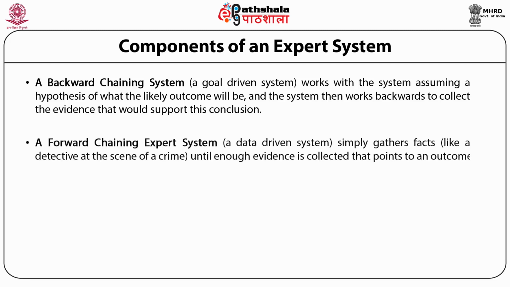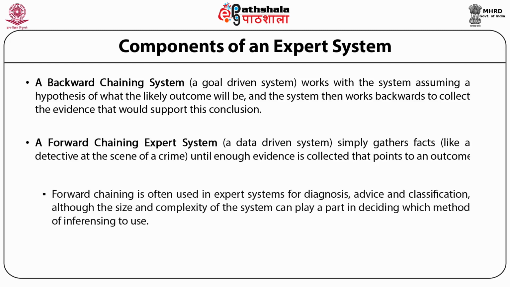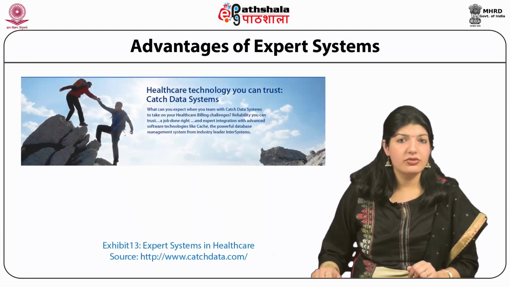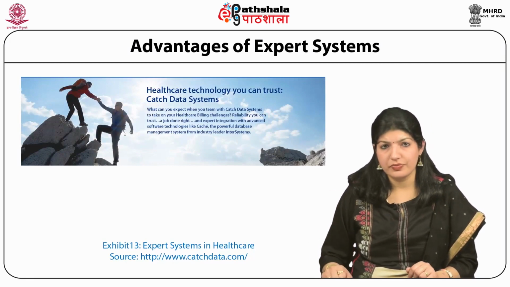A forward chaining expert system, or a data-driven system, simply gathers facts like a detective at the scene of a crime until enough evidence is collected that points to an outcome. Forward chaining is often used in expert systems for diagnosis, advice, and classification. Although the size and complexity of the system can play a part in deciding which method of inferencing is to be used. We will now look at the advantages of the expert system.